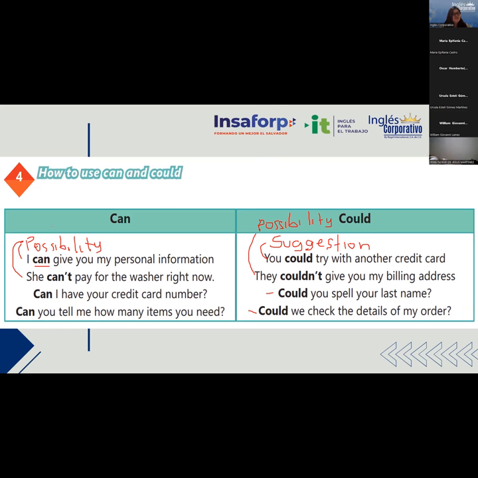But you're going to move to the next exercise. There in your manual, go over the exercise. Complete the question and write the answer.